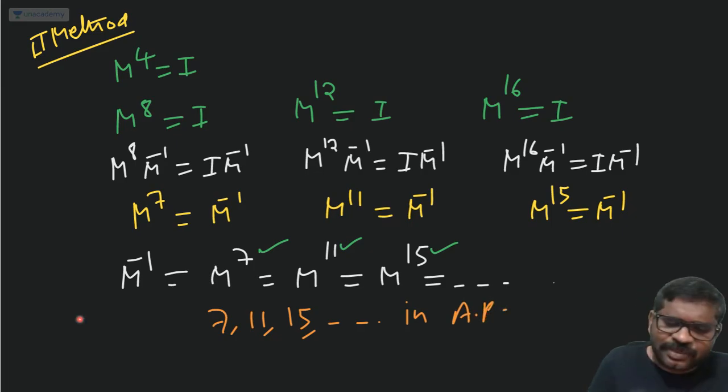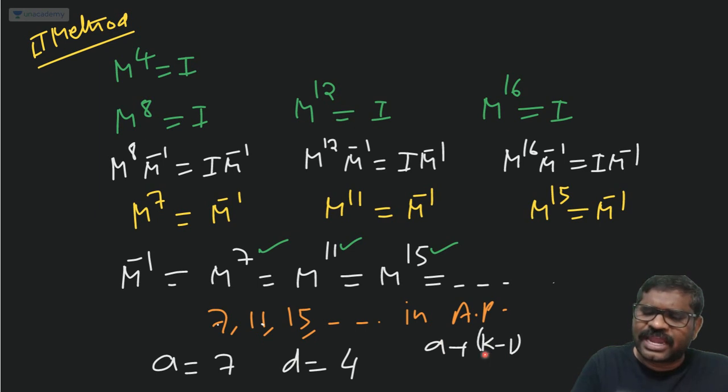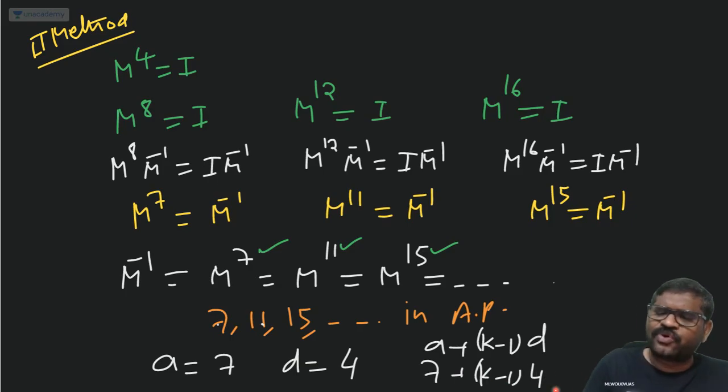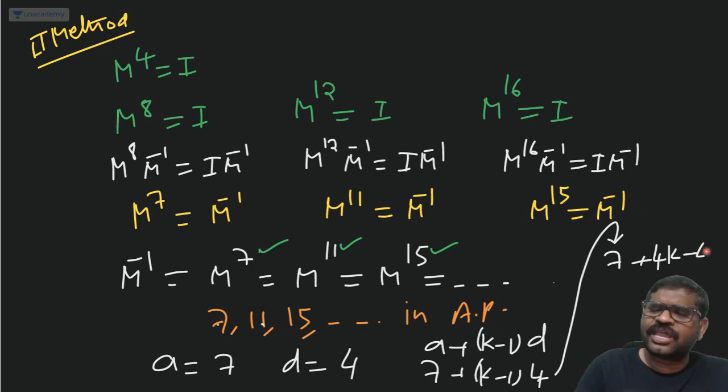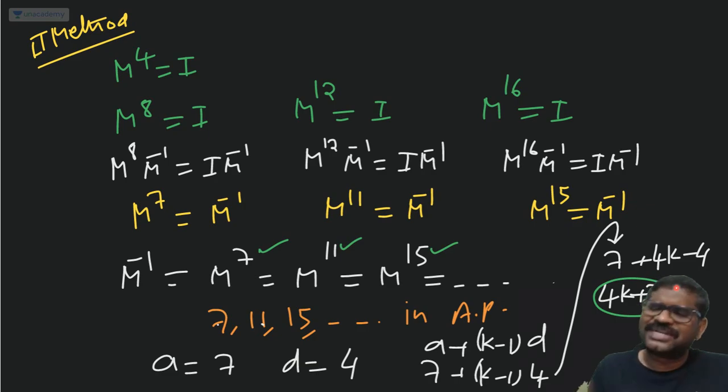Here, in arithmetic progression, A is the first term, 7. Common difference is D, 11 minus 7, which is 4. So nth term is A plus n minus 1 into D, or A plus k minus 1 into D. 7 plus k minus 1 into 4. That is 7 plus 4k minus 4. That is 4k plus 3. So 4k plus 3 is the correct option. That is another approach.